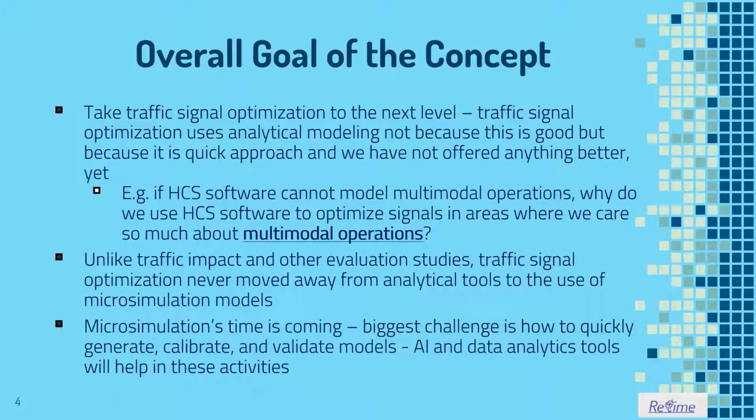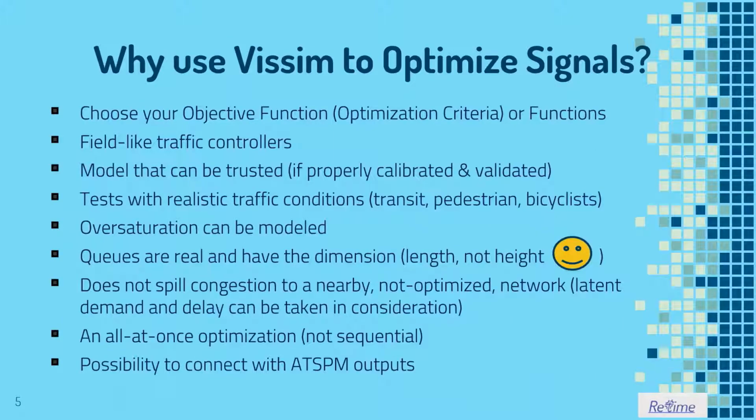For example, people keep talking about multimodal operations and how important those are, and how it's important to adjust signals to work with your transit vehicles or pedestrian operations or bicyclists. But in reality, we never really consider any of those because analytical tools cannot model multimodal operations. And it is strange that, unlike some other evaluation studies and traffic impact studies where we switch from analytical tools to microsimulation in a big way, when it comes to signal optimization, we haven't done that. So why do we want to move in that direction?